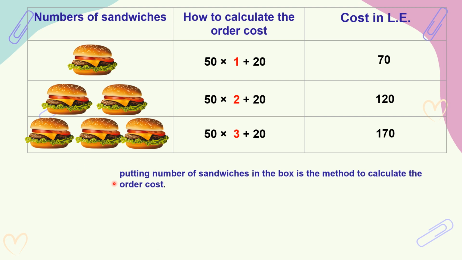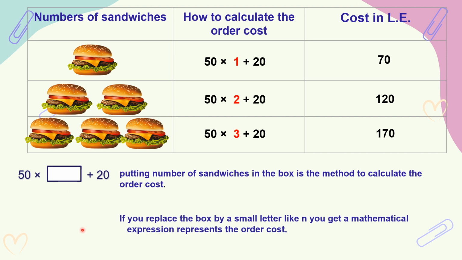And now, putting the number of sandwiches in a box is a method to calculate the cost of the order. Now 50 times the box plus 20. The box here is a variable according to the number of sandwiches. Now if we replace the box by a small letter like n, y, z, any letter you want, you get a mathematical expression representing the order cost. Here 50n plus 20, which represents the order cost. n is called a variable.